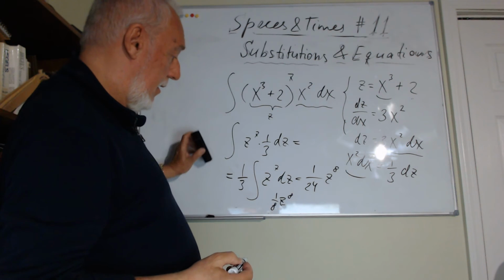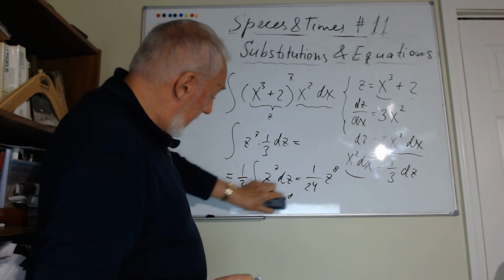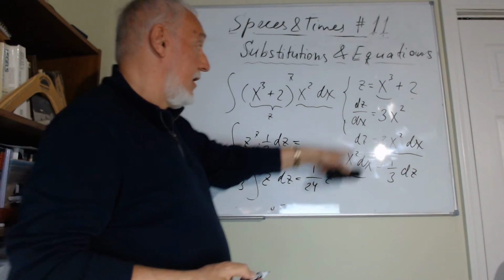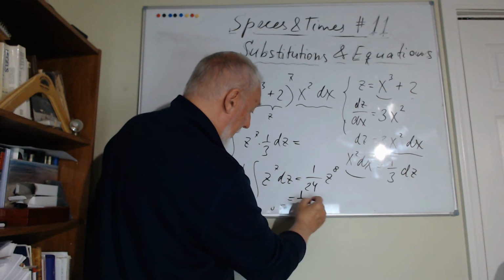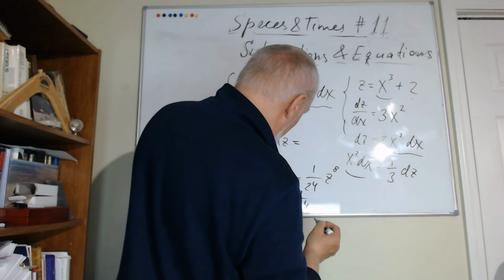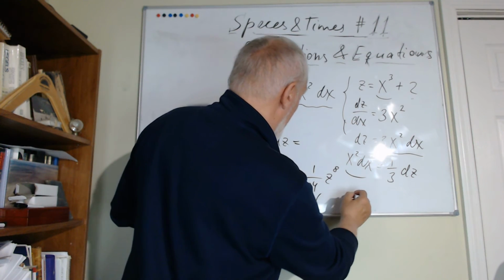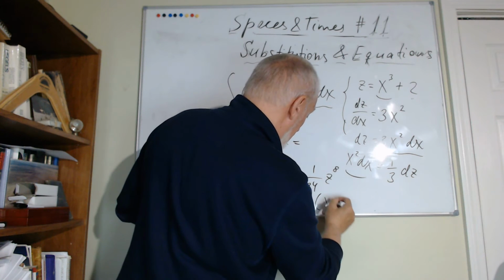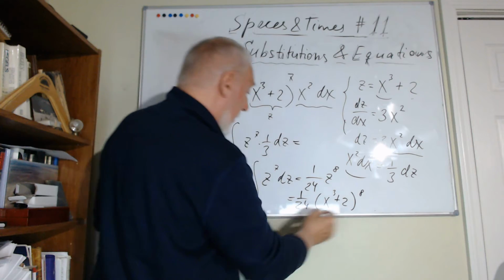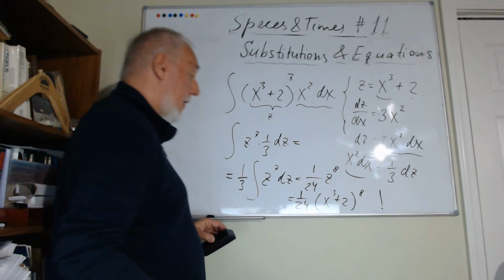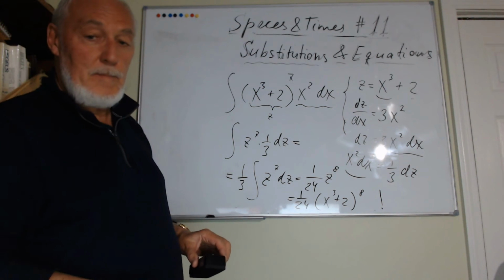You got this? So z is this, right? So we have 1 divided by 24 times (2x^3 + 2) to the power of 8. And this is the result.